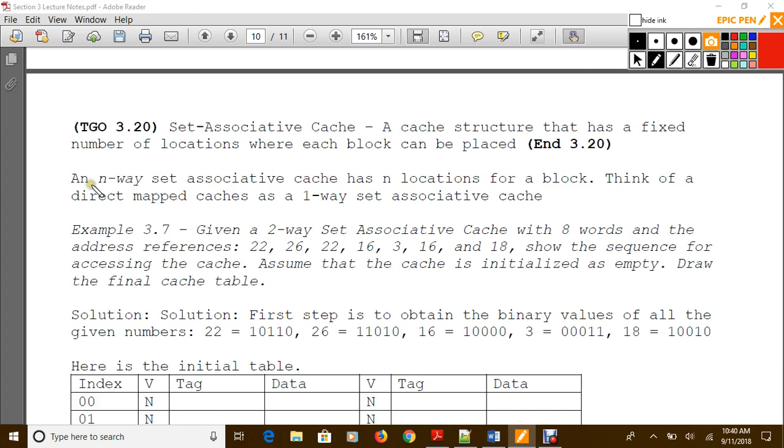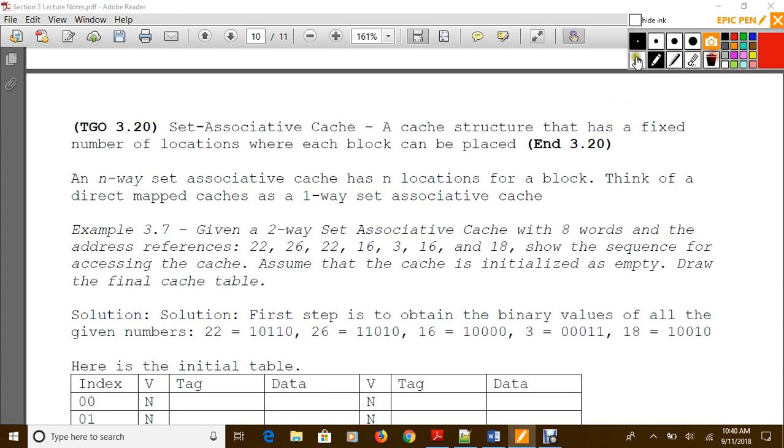So we define an n-way set-associative cache as having n locations for a block. What we're going to be discussing in this course is what's known as a two-way set-associative cache. You can think of direct map as a one-way set-associative cache. It means we have 8 blocks, there's one index, and that's it.